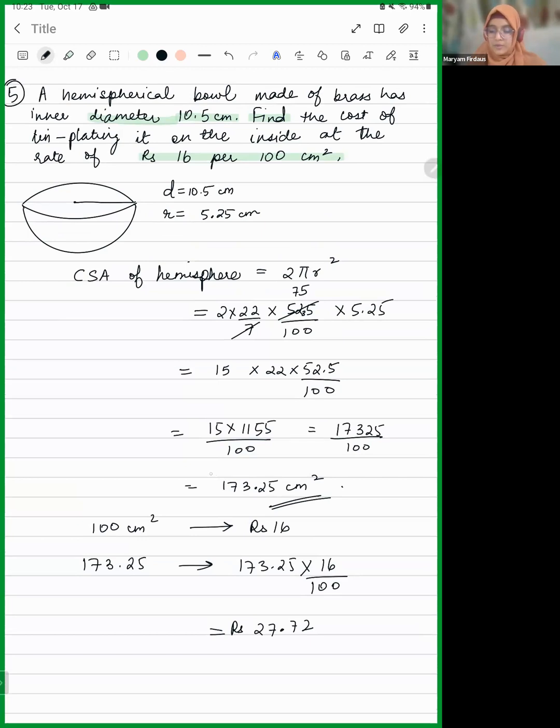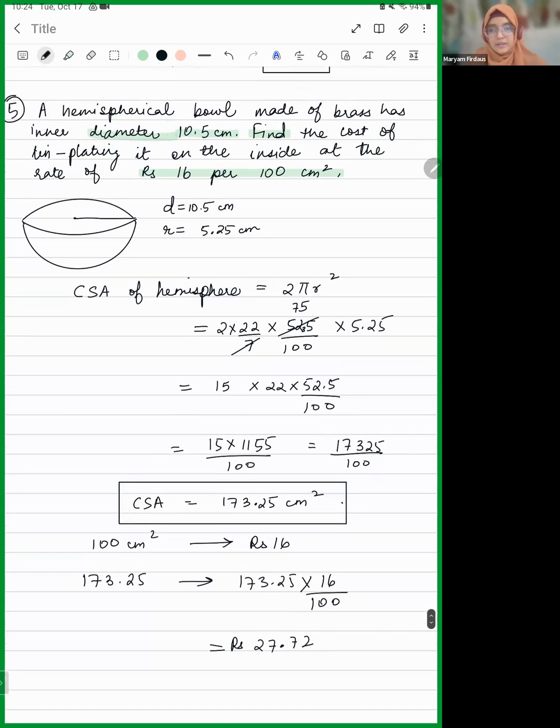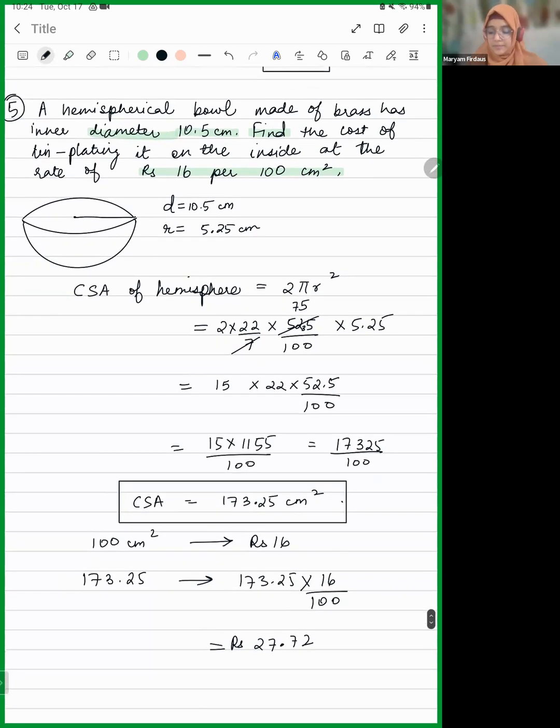So when we have found the CSA, we will put it in a box. Even though they haven't asked us to find the CSA, we will still put it in a box, so that when the teacher is searching for where this person has found the CSA, they can see it clearly.